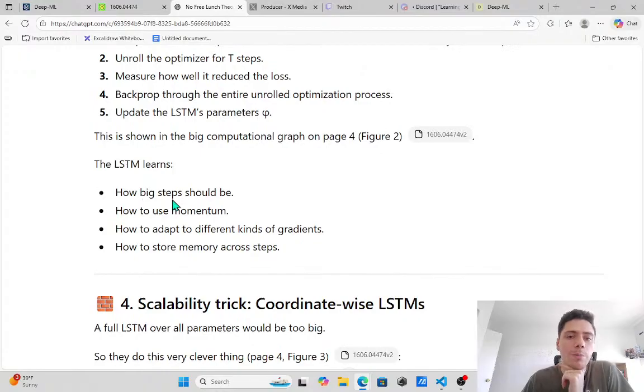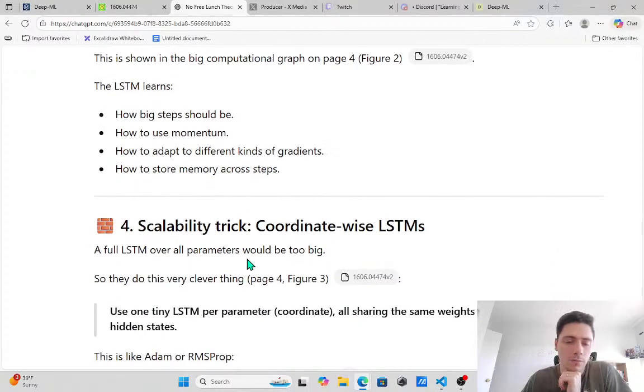So the LSTM learns how big the step should be, how to use momentum, how to adapt to different kinds of gradients, how to store memory across steps. Okay, so the LSTM is learning how to make good steps.